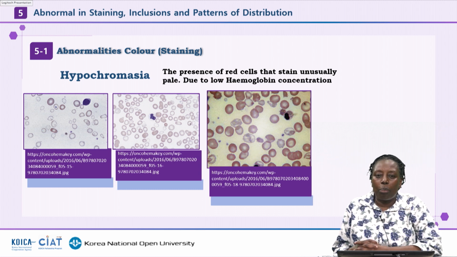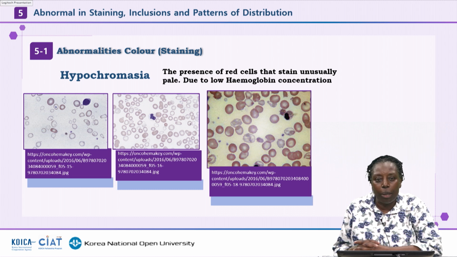We're going to the next abnormality. This is an abnormality in staining. Here we're showing you red blood cells that have stained very faintly due to anemia, and we're going to call them hypochromatic, or we are seeing hypochromasia. Again, it might be due to iron deficiency anemia.